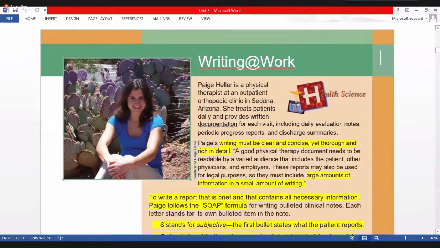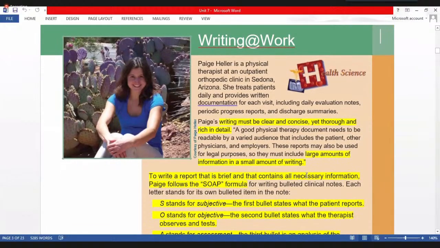So she says that whatever report you prepare, informative reports, the writing, whatever you write there, must be clear, concise, to the point, and there must be thorough details, rich in detail. Then here you say large amount of information in a small amount of writing. She prefers this. Now, many people think that if they write a lot, then that will be good, isn't it? Information will be clear to the readers. But it doesn't happen so.